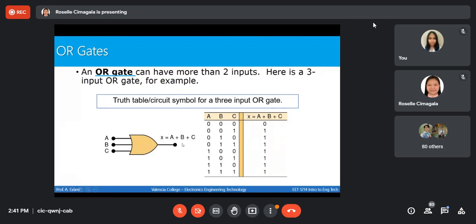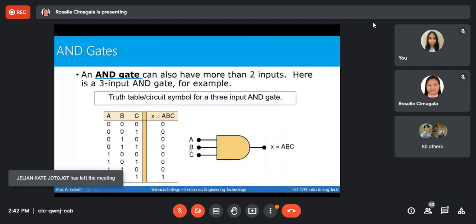Notice that the output labeled as X has an expression. X equals A or B or C. Remember, plus sign indicates or. So we're not saying A plus B plus C. It's not a math problem like you've seen in other classes. Anytime you see the plus sign, it really represents or, and we say the word or out loud, not plus. So we would say that the output is A or B or C.